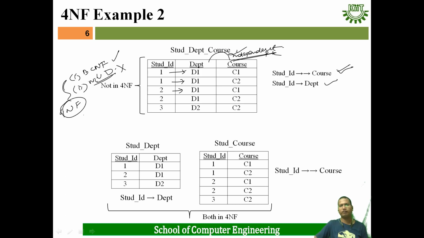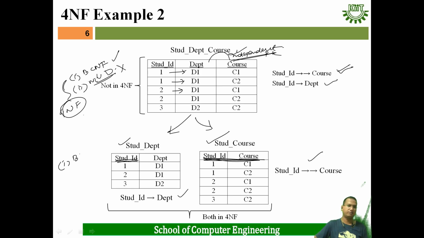To make this table 4NF, we have to break the table into multiple tables. First we will create student ID with department in one table and student ID with course in another table. When I make student ID with department, the student ID to department functional dependency is preserved here, and student ID to course, this multi-value dependency is present here. And in this case, which will be the key? Here student ID will be the key, and in the other table student ID and course combinedly become the key.